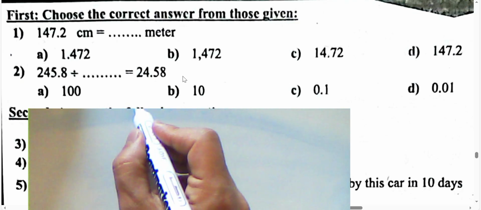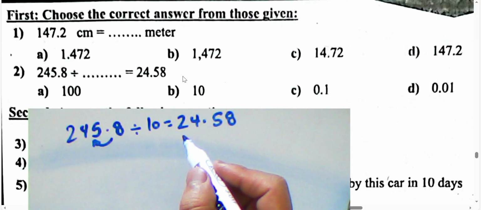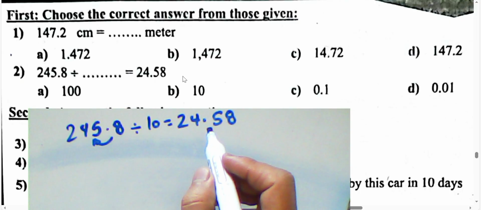Next example, number 2. 245 and 8 tenths divided by what equals 24 and 58 hundredths. Look at the point. The point here moved left hand side by 1 place. It means divided by 10. 245 and 8 tenths divided by 10, the point will move left hand side by 1 place. It will be 24 and 58 hundredths. And the answer will be letter B, divided by 10.